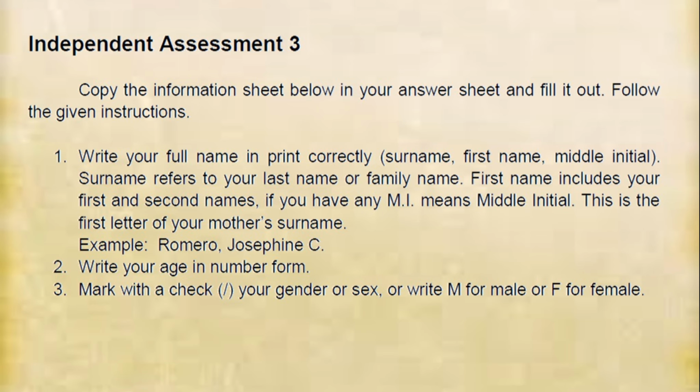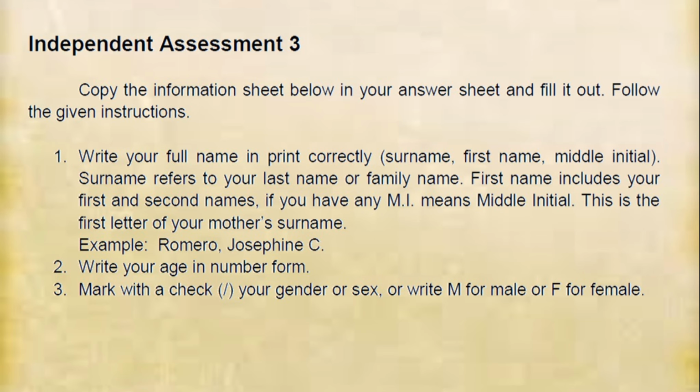Copy the information sheet below in your answer sheet and fill it out. Follow the given instructions. 1. Write your full name in print correctly: surname, first name, middle initial. Surname refers to your last name or family name. First name includes your first and second names. If you have any MI, means middle initial. This is the first letter of your mother's surname. Example: Romero, Josephine C.